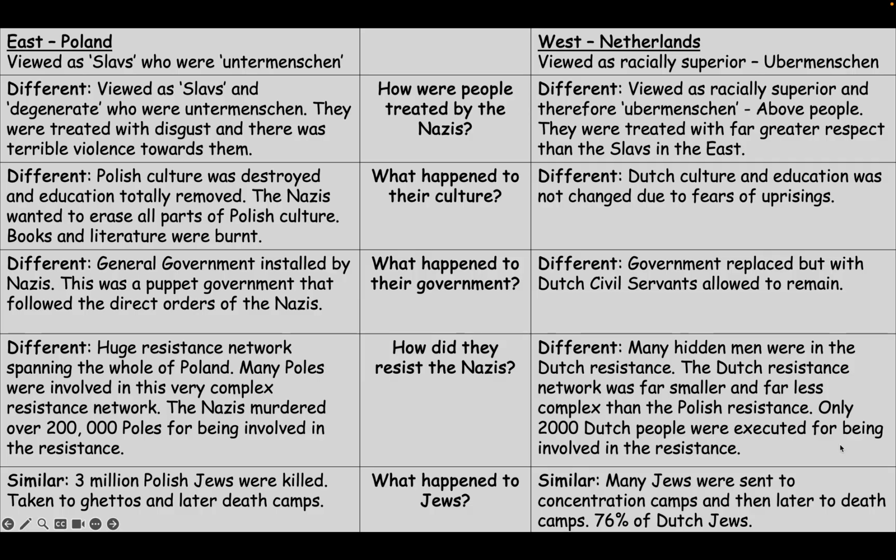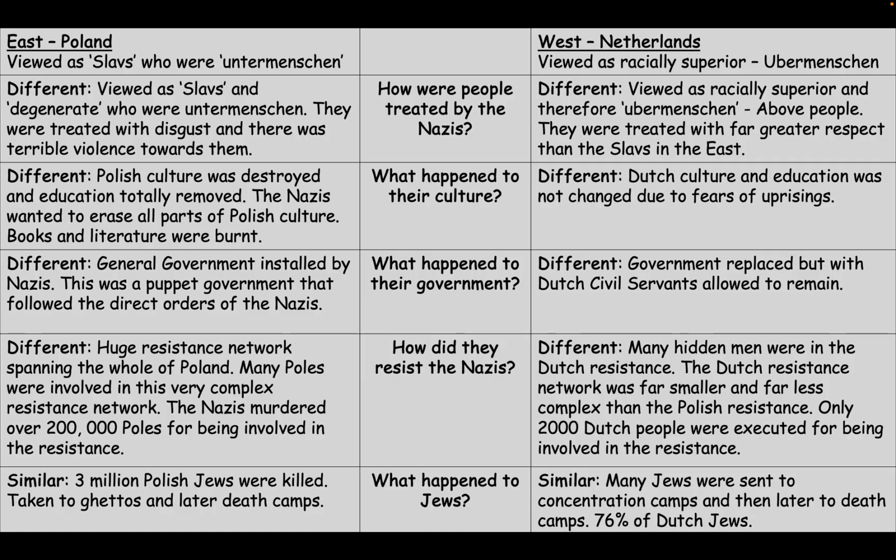So I've put this table together, and this table's on your unit on a page as well, to help you understand how they're similar and how they're different. So I've labelled each one down the middle with: how were they treated by the Nazis? What happened to their culture? What happened to their government? How do they resist the Nazis? And what happened to Jews? So I'll talk you through this table.